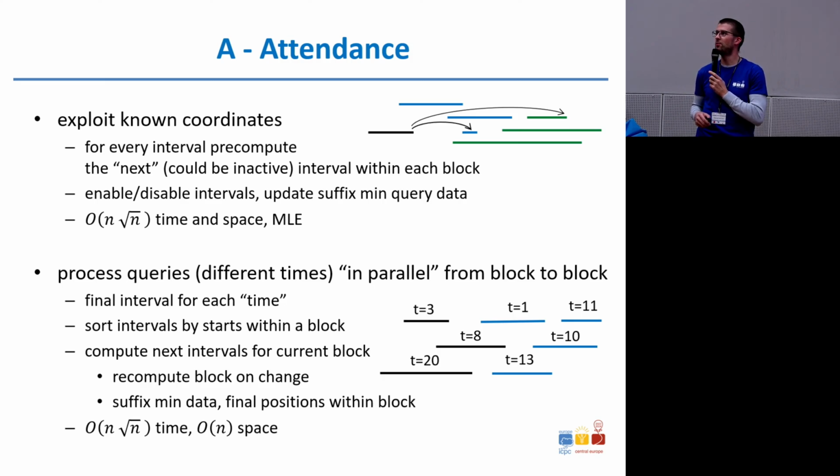So we can end up reusing some linear amount of space when going from block to block and updating these values. So we'll use up some linear space, and the time complexity is still going to be n square root of n. Now, this is sufficiently fast to solve this task.